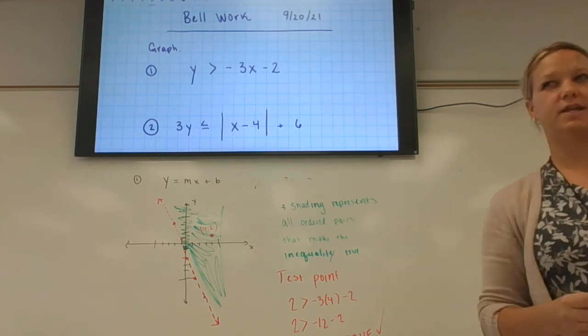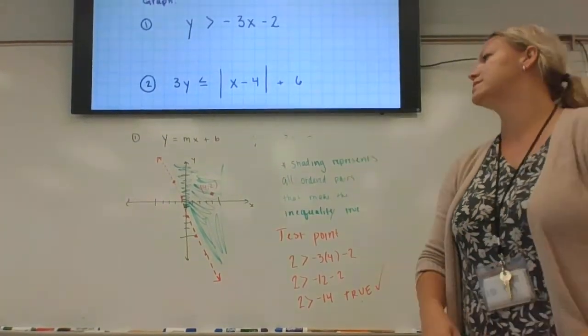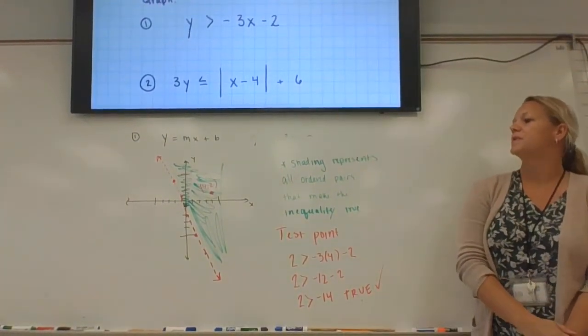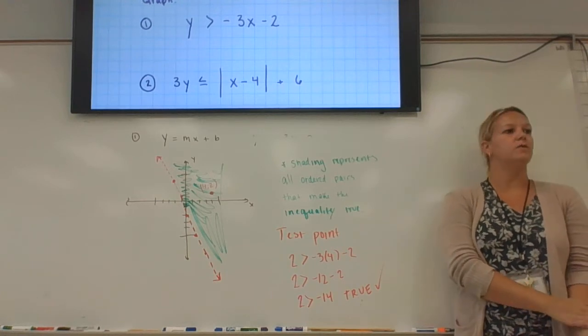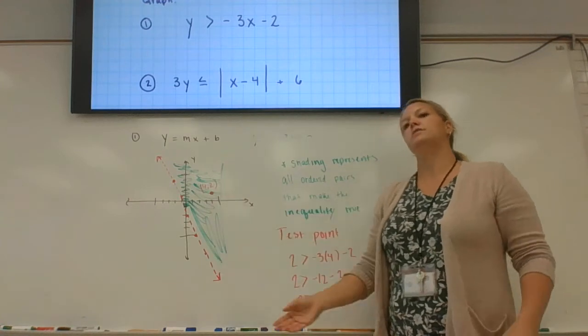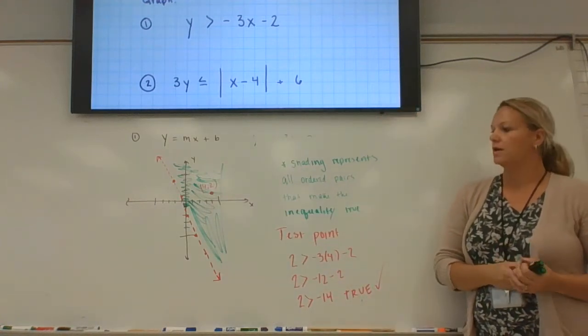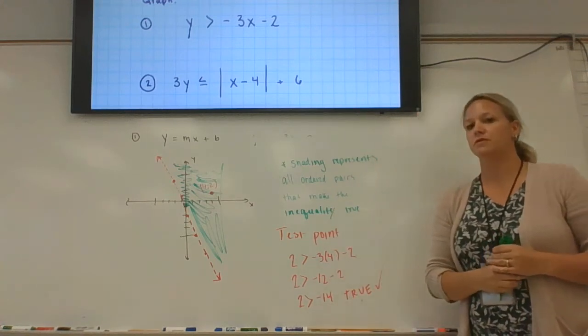You have to understand it. So, maybe on your test, I'll throw in a question that says something like, identify one point that makes the inequality true. And if you're shaded correctly, you could pick any of these points in the shaded part. And the shaded part would be true. Any point in the non-shaded part would be false.